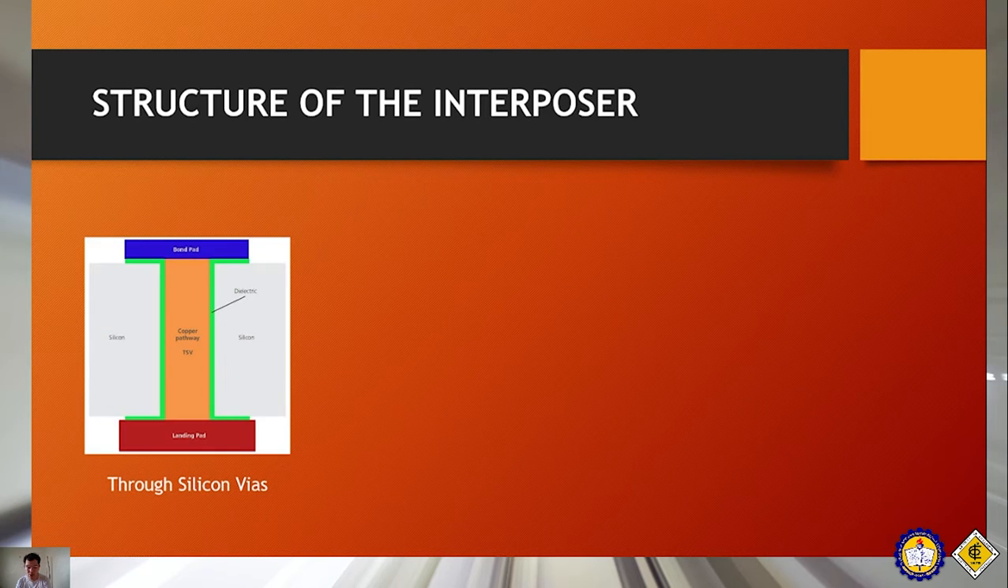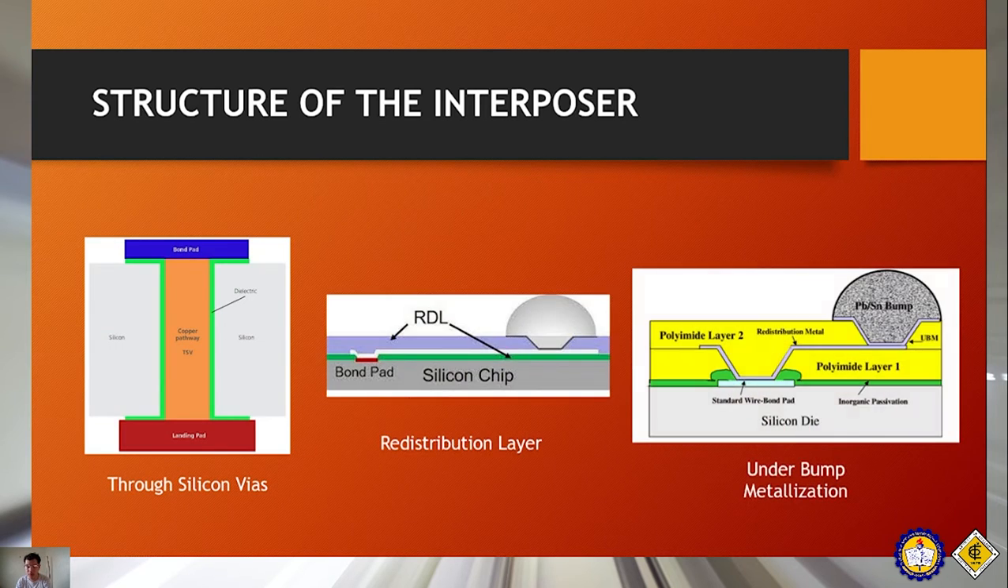So now this is the example, the three examples. We have here the through-silicon vias or the TSV, then the RDL or the redistribution layer, and the UBM or under-bump metallization. So here, TSV is a vertical pathway through the silicon interposer, and it is composed mostly of copper pathways, silicon oxide insulator, and barrier, while RDL is the horizontal pathway.